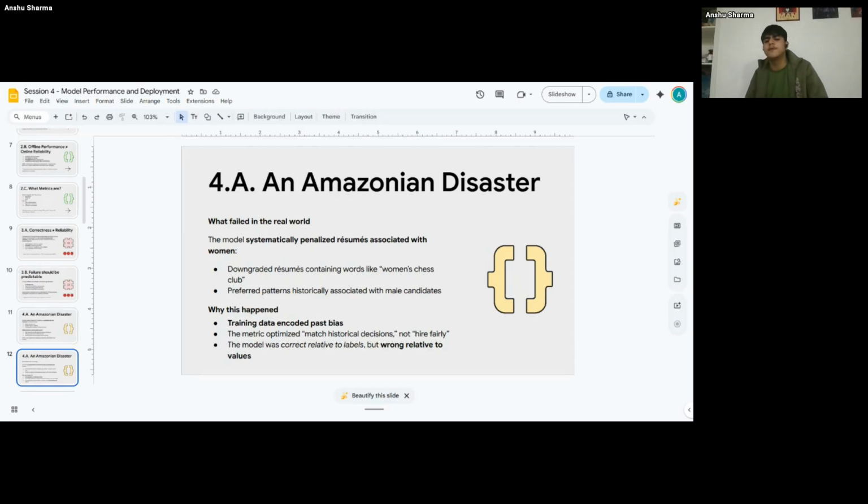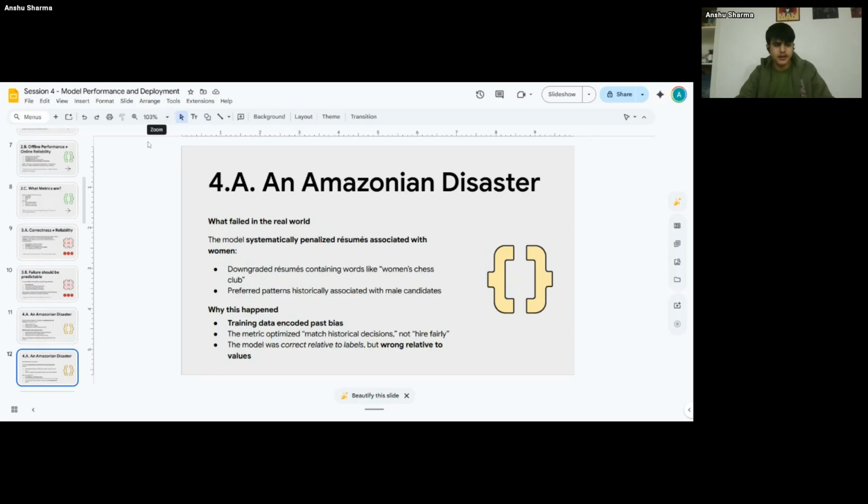Their value should have been to hire candidates that are the best fit for the job. But during the offline development phase, what they optimized for instead was to match the historical data, and so the model was correct in a technical sense, but it was wrong because it did not align with the values that the company was going for. And that is an example of where metrics can fool you. So we have to be very receptive of how we treat our metrics, and we have to handle them with care, because metrics don't always tell the entire story, right? So that is the first case study.